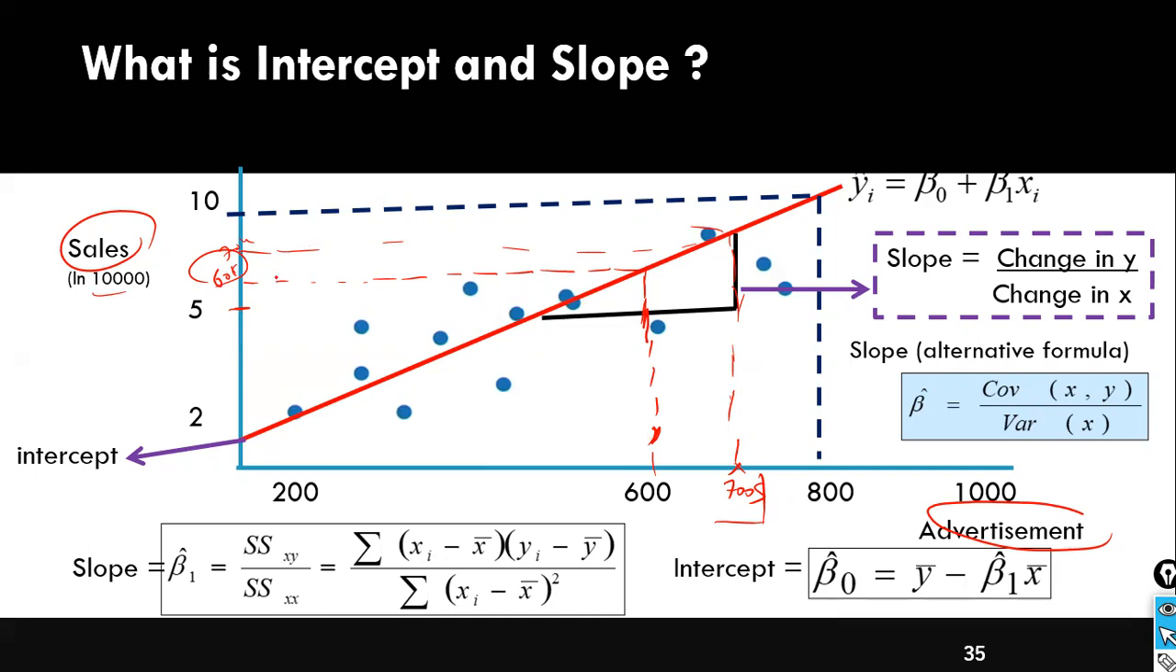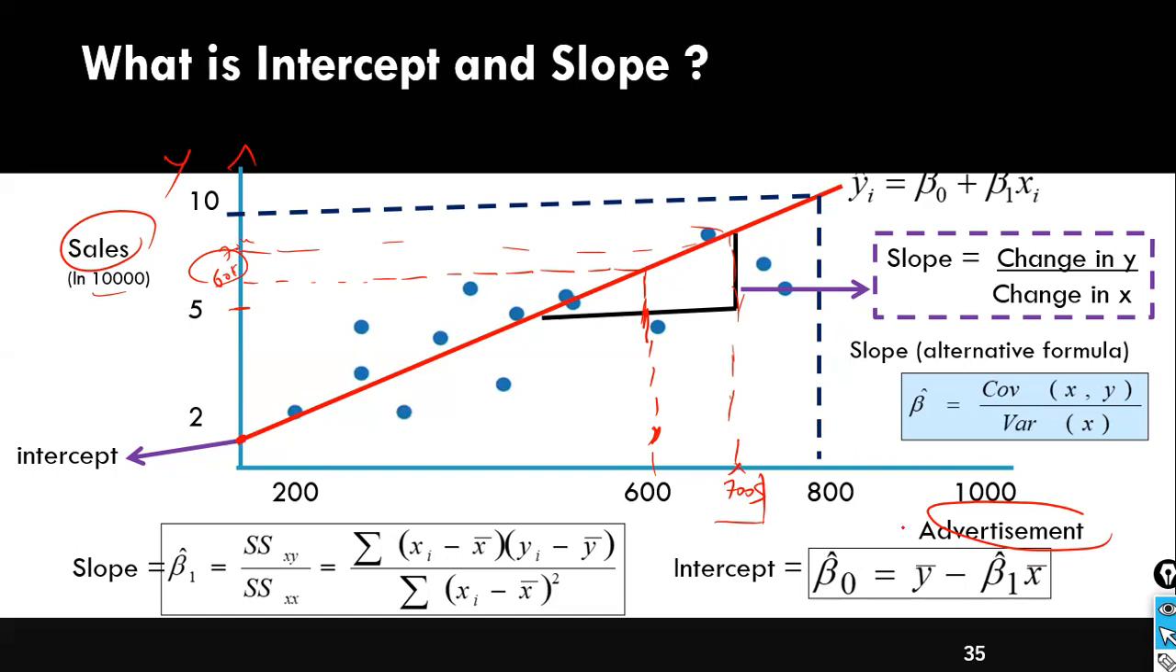Can you do it like this? It's not possible, right? So we have something called intercept, and we have something called slope. What is intercept? The best fit line, this straight line I'm talking about, the point where it touches or crosses the y-axis is called your intercept.